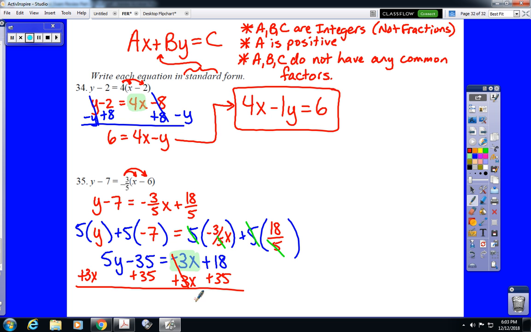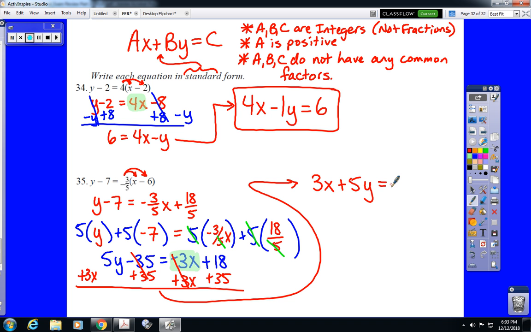So that would cancel and that would cancel. I'm going to bring this up here where there's some room. That would give us 3x plus 5y equals 53. That is in standard form. That does it for page 6.